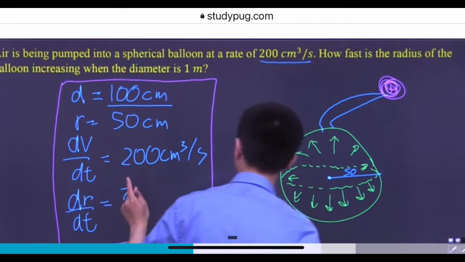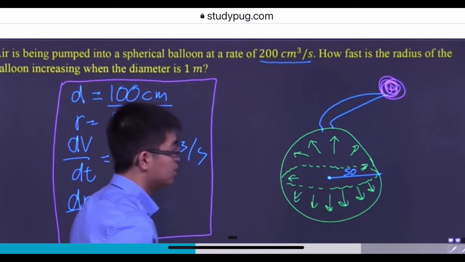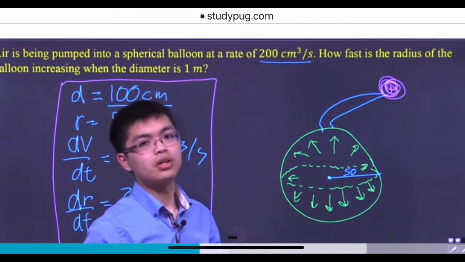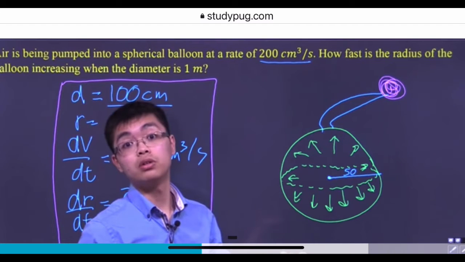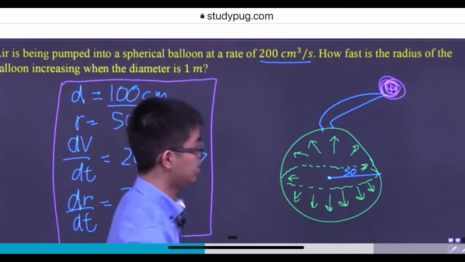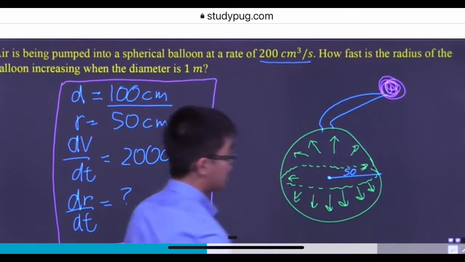Again, we're still looking for dr over dt, right? Well, we're given volume, right? Wouldn't it be a good idea to use the volume formula? What is the volume formula for a sphere? In fact, I think I forgot.